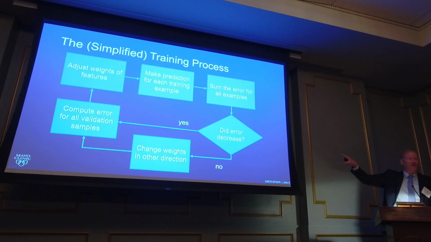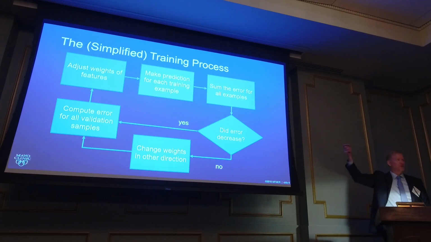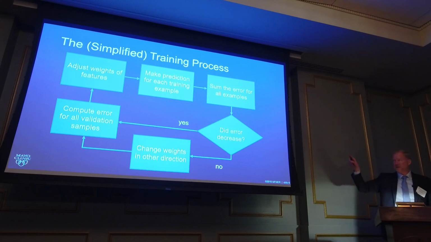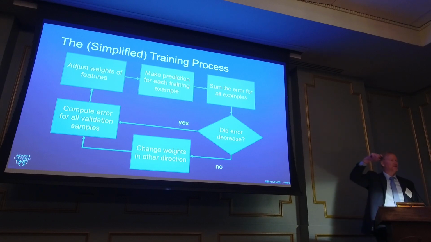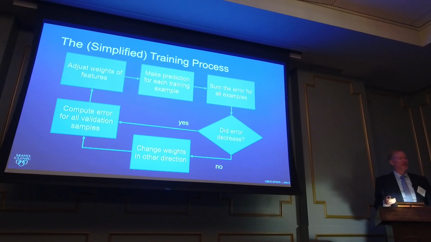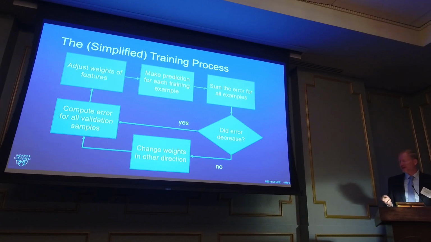And then we look, when we adjusted the weights, did the error get worse or better? And if it got better, we keep changing the weights in that direction. If it got worse, we change the weights in the opposite direction. And we keep doing that millions to billions of times until we basically can't improve it anymore. Okay, so that's the basic concept that's going on here.